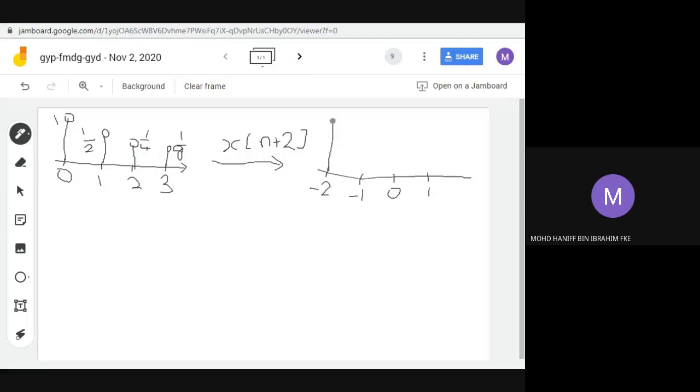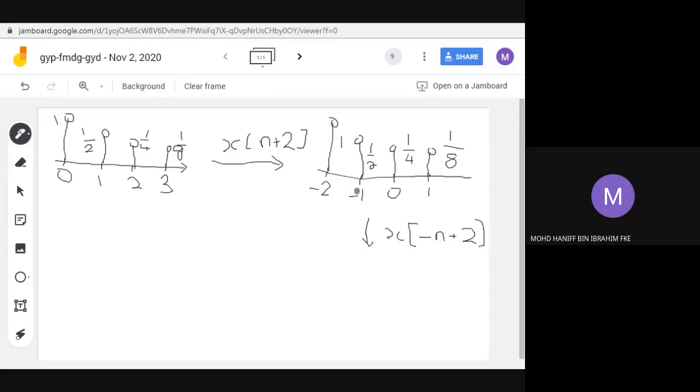So we're going to have 1, we're going to have half, we're going to have 1 over 4, and then we have 1 over 8. That should be the results of shifting by 2 units to the left. And afterwards, we have a reversal of the xn. We'll have x of -n plus 2. It's a reversal of time.